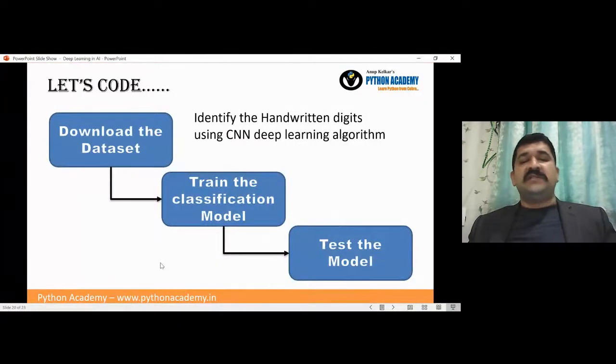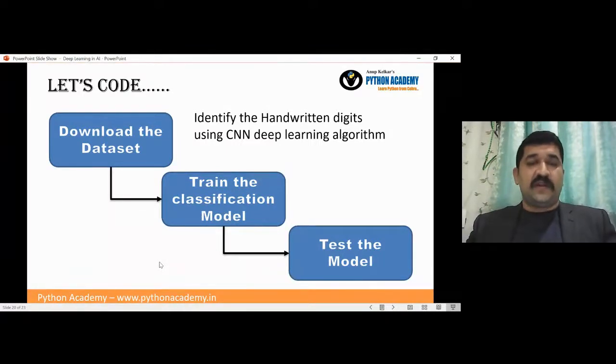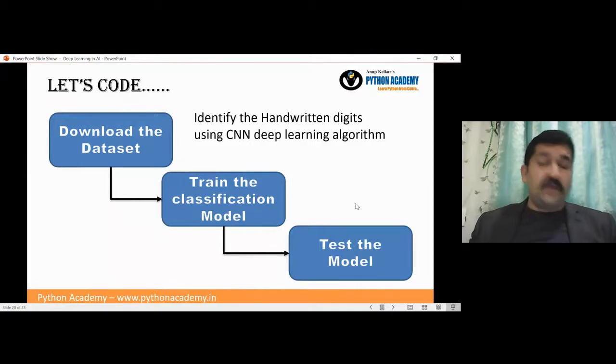Now let's try our hand with a deep learning algorithm. For that we will do a very small example, which is handwritten digit identification using a CNN network. For that we will need to download the dataset. We will train our classification model and then test our model with some kind of input, and that we will do live. And as I said, you can also do that at the same time.